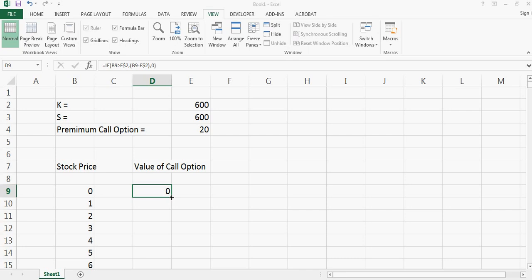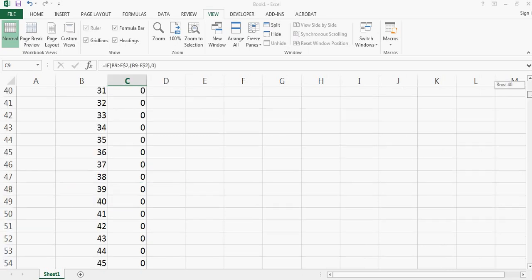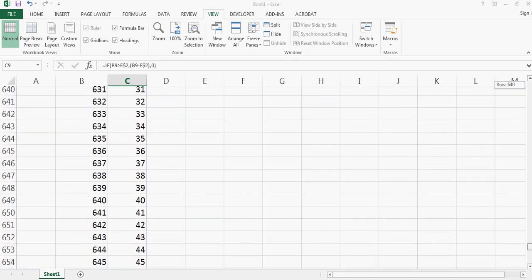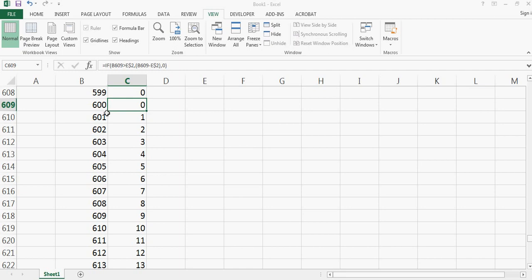Now I can just drag it down, or I can move it here and then drag it down. Now you can see that these are all zeros. The value of this call is zero until I reach the strike price. When I reach the strike price of 600, the value is zero, but when it becomes 601, I make $1. And you can see that it keeps going up like this.